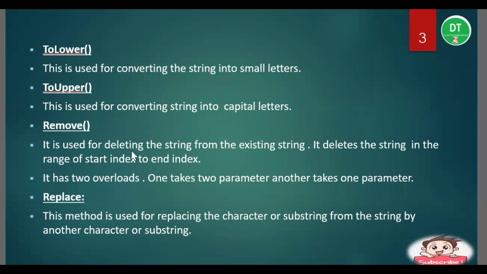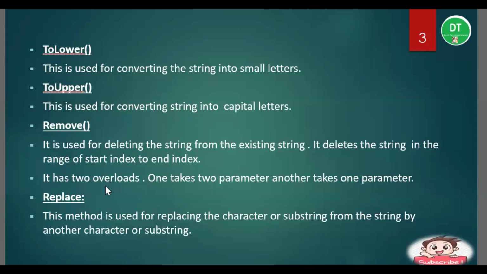Remove is used for deleting a part of the existing string. If we want to remove or delete something from the string, then we can use the Remove method. It deletes the string in the range of start index to the end index. So we have to give start and end index for removing. Suppose my string length is 6 and I want to remove the first 3 letters of the string, then I have to give 0 as the start index and 2 as the last index, because indexing starts from 0, not from 1, so third will be at 2.